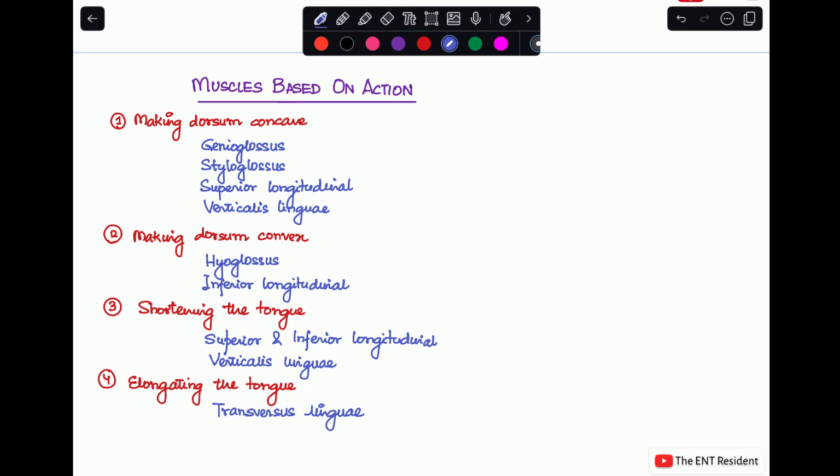So there are muscles which make the dorsum concave from side to side, the dorsum convex from side to side. There are muscles which shorten the tongue, and there are muscles which elongate the tongue. So the muscles which make the dorsum concave are Genioglossus, Styloglossus, superior longitudinal, verticalis linguae. The muscles which are making it convex from side to side are the Hyoglossus and the inferior longitudinal muscle. And the muscles responsible for shortening the tongue are the superior and inferior longitudinal and the verticalis linguae. And the intrinsic muscle, which is responsible for elongating the tongue, is the transversus linguae.